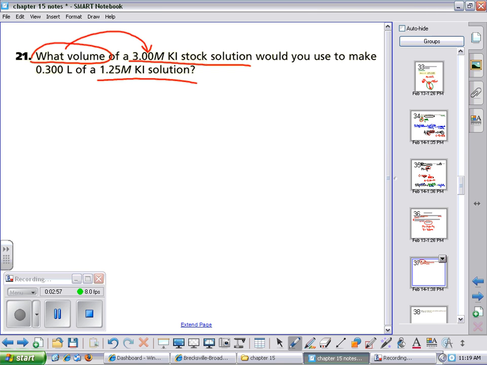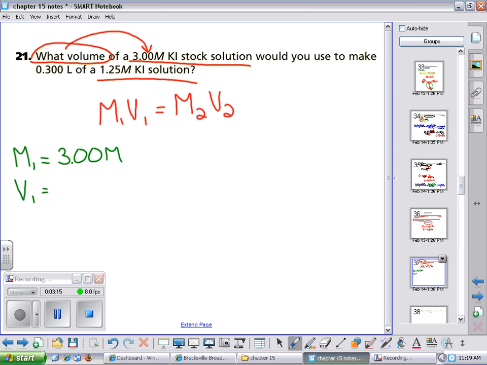Okay, so the equation is M1V1 equals M2V2. Okay, there's our equation. So the M1 is the 3 molar KI solution. Our V1, we don't know. That's the question. How much of that stuff do we need? The M2, we want to dilute it down to 1.25 molar. And our V2 is we're going to have 0.300 liters of that stuff.